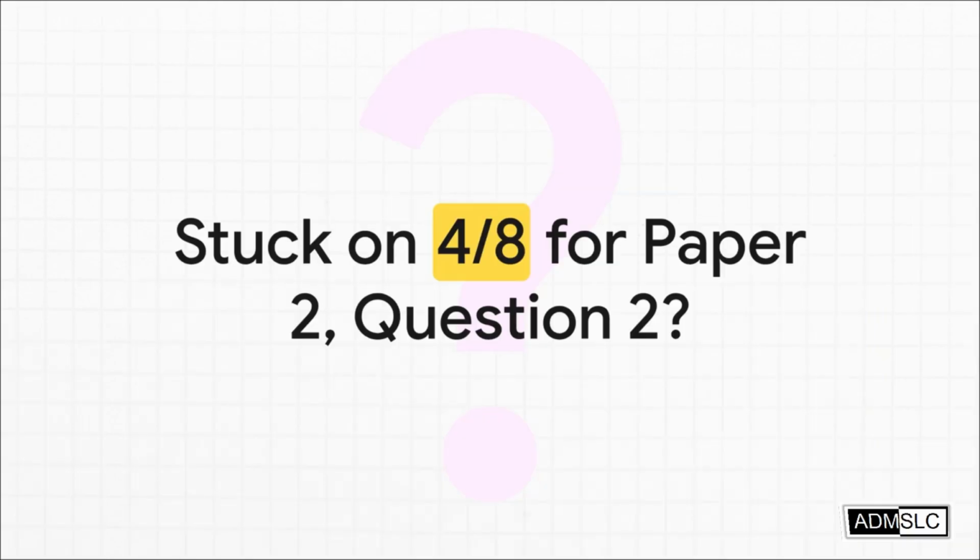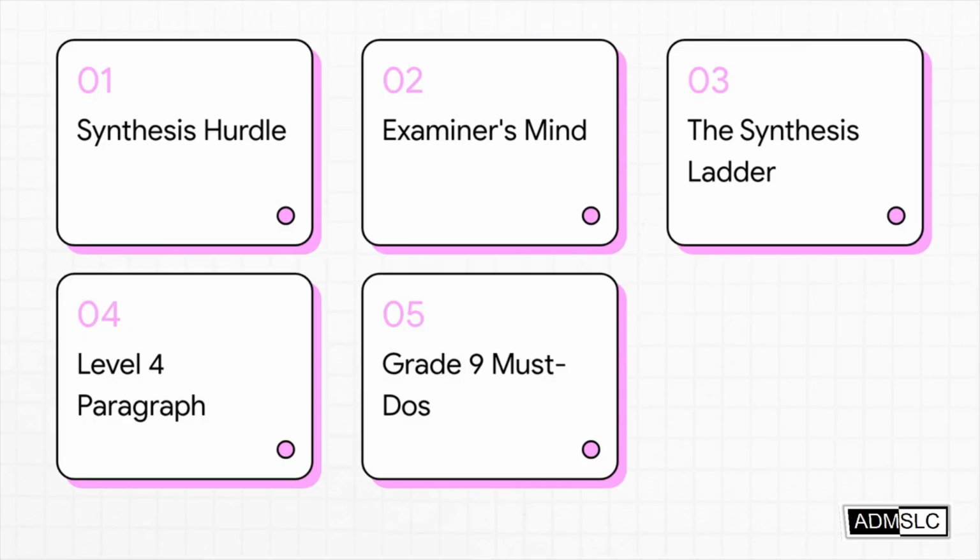Does this look familiar? You feel like you're doing everything right. You're finding the differences, you're writing your points, but your mark just hits a wall at 4, maybe 5 out of 8. It's probably one of the most common frustrations, and honestly, it's often the one thing holding a good grade back from being a truly great one. But hey, don't sweat it.